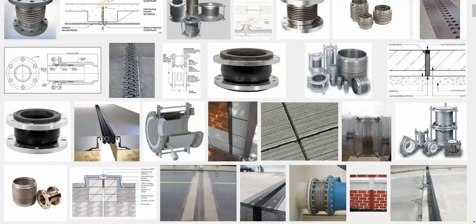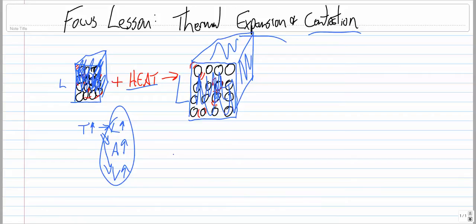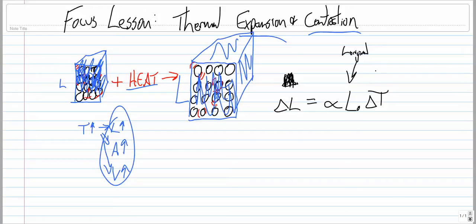So anyway, of course, there is an equation that we use to describe this, and it is the change in length equals a constant. That's an alpha. I guess you don't really need to know that, but the change is a constant times the original length times the change in temperature. Pretty straightforward equation. It's actually not too big of a deal. So you've got your constant, you've got your original length, and you've got your temperature change.